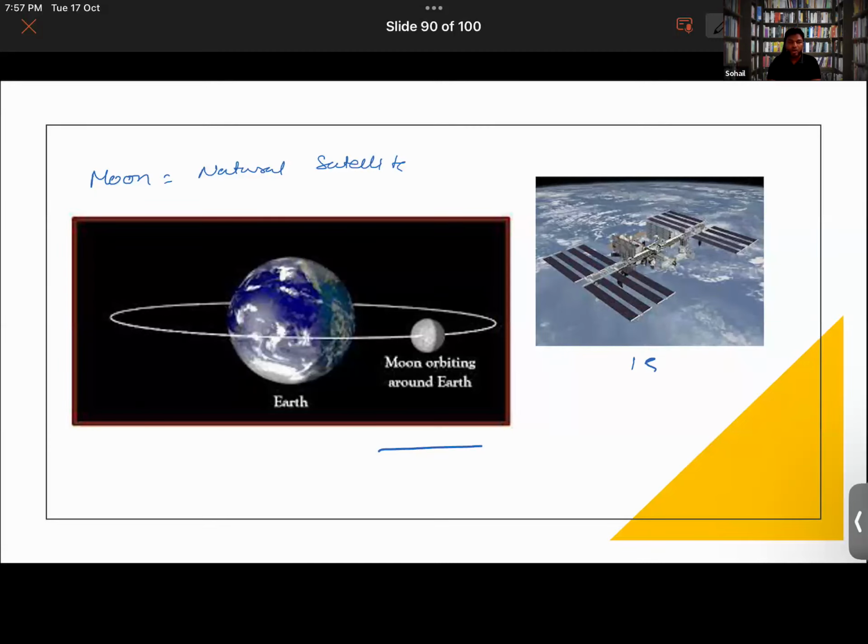So, out of the 8 planets of the solar system, the first 2 planets, what are they? Mercury and Venus. Do they have satellites? No. Remember this thing that Mercury and Venus have no satellites, while the rest of the planets have either one or more satellites. In our series of planets, Mercury, Venus, Earth, Mars, Jupiter, Saturn, Uranus, Neptune, only the first 2 planets don't have any satellites. Remember that and please put that somewhere.